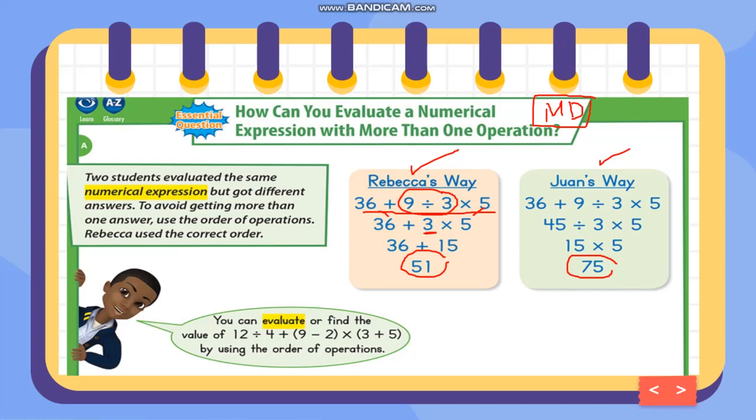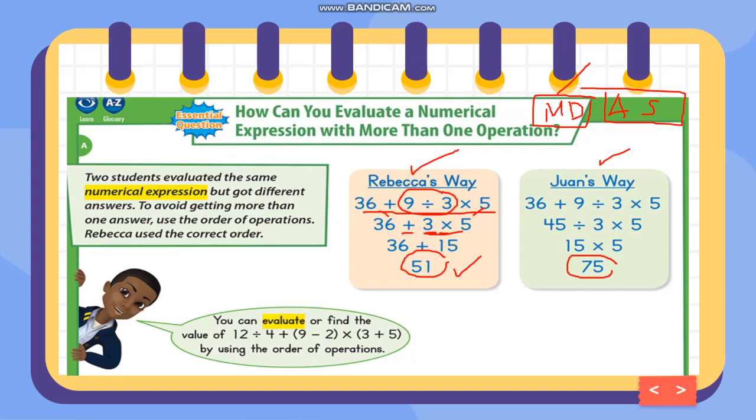Then the next step, since you have addition and multiplication, using the PEMDAS rule, which comes first, addition or multiplication? Of course, you need to multiply first before you add. So 3 multiplied by 5 is 15, then 36 plus 15 is equivalent to 51.